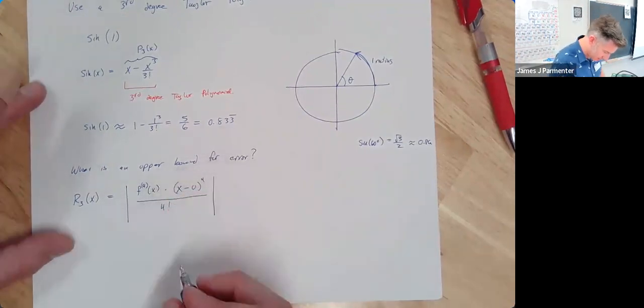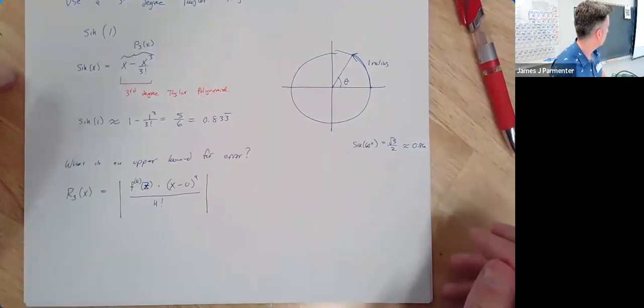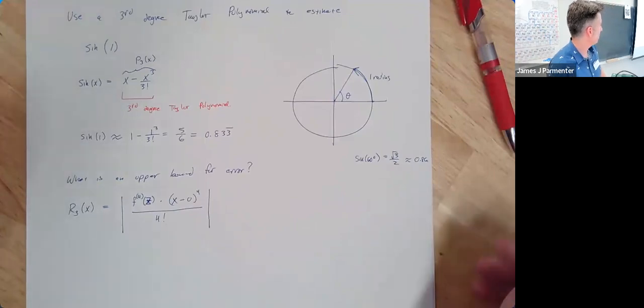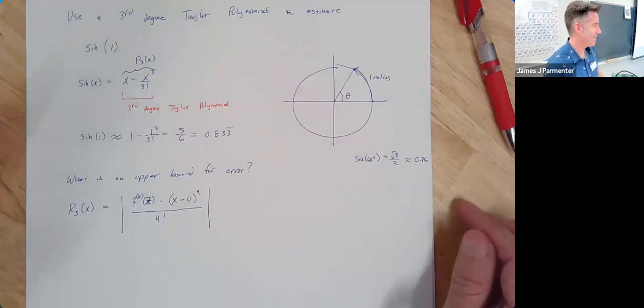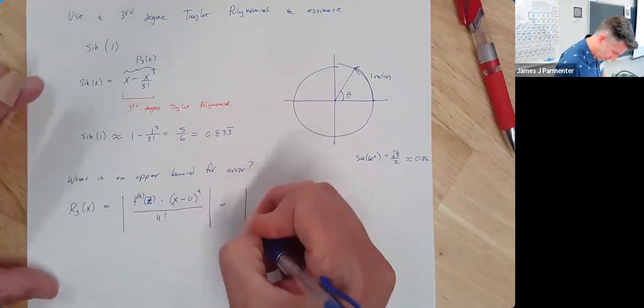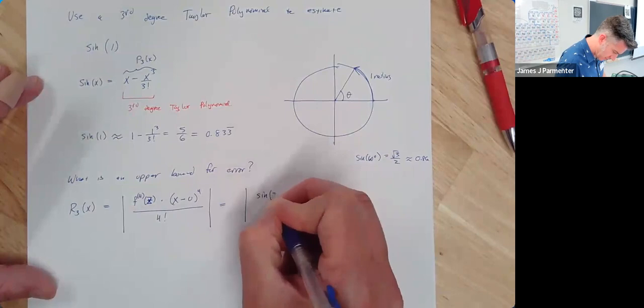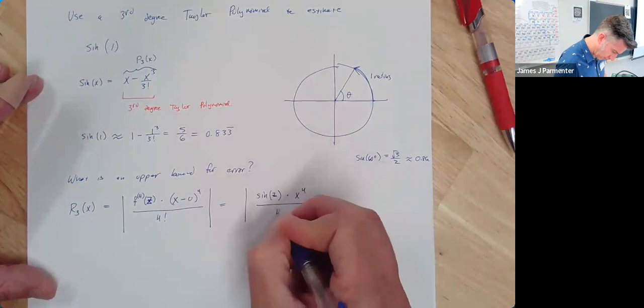Okay, oh, sorry, I made a tiny mistake there. That should be f to the fourth of z, not x. What's the fourth derivative of sine? It's sine, right? Remember sine and cosine, they repeat every 4 derivatives. So if you start off with a trig function, sine or cosine, and someone says what's the 4th derivative, that gets whatever you started with. Not true for any other trig derivatives, right? But sine and cosine. So this is going to equal the absolute value of sine of z times x to the 4th, over 4 factorial.